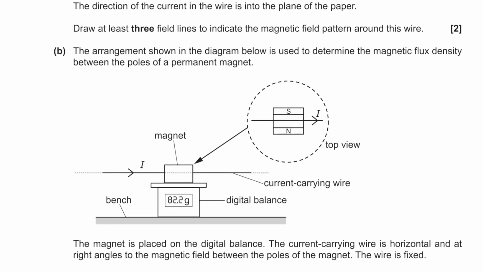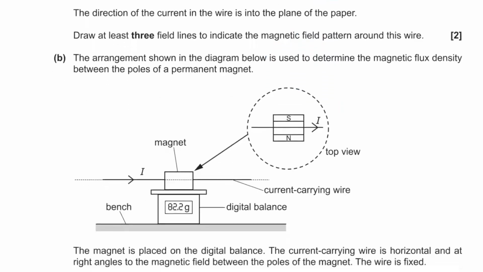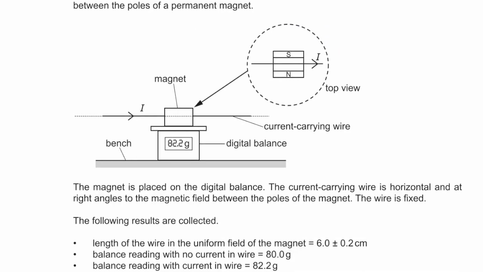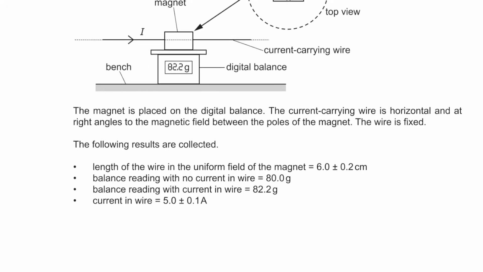I don't think we really need... Oh, there we go. Draw at least 3 field lines to indicate the magnetic field pattern around this wire. There we go. They might look like equipotentials, but they're not. They are field lines. Arrangement shown. We have this. Okay. Uncertainties, no.